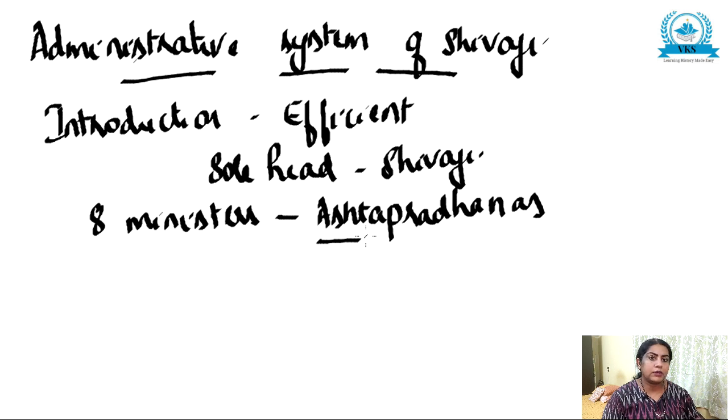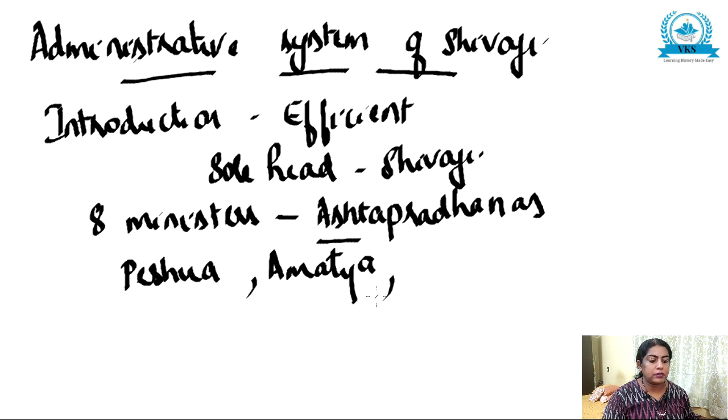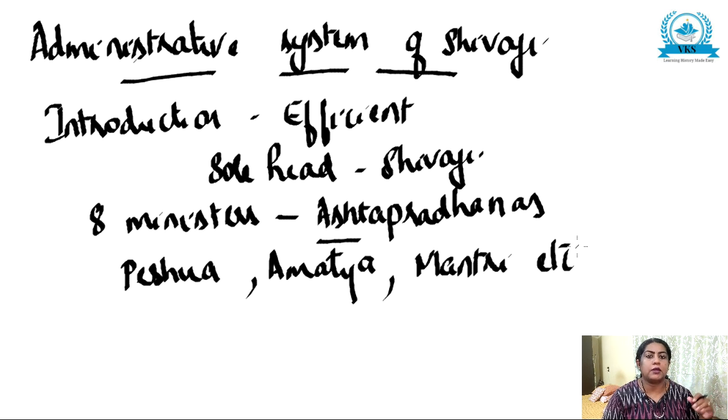1 or 2 ministers' names you can write as an example because it's a 5 mark question. You can't write all the 8 names. So you can write 1 or 2 names. Example, Peshwa, the Prime Minister, Amatya, the Finance Minister, etc. So like that, 2 or 3 names you can write as example. Mantri, Chronicler, Peshwa, Amatya, Mantri, etc. were the ministers who were included in the Ashtapradhanas who helped Shivaji in administration.